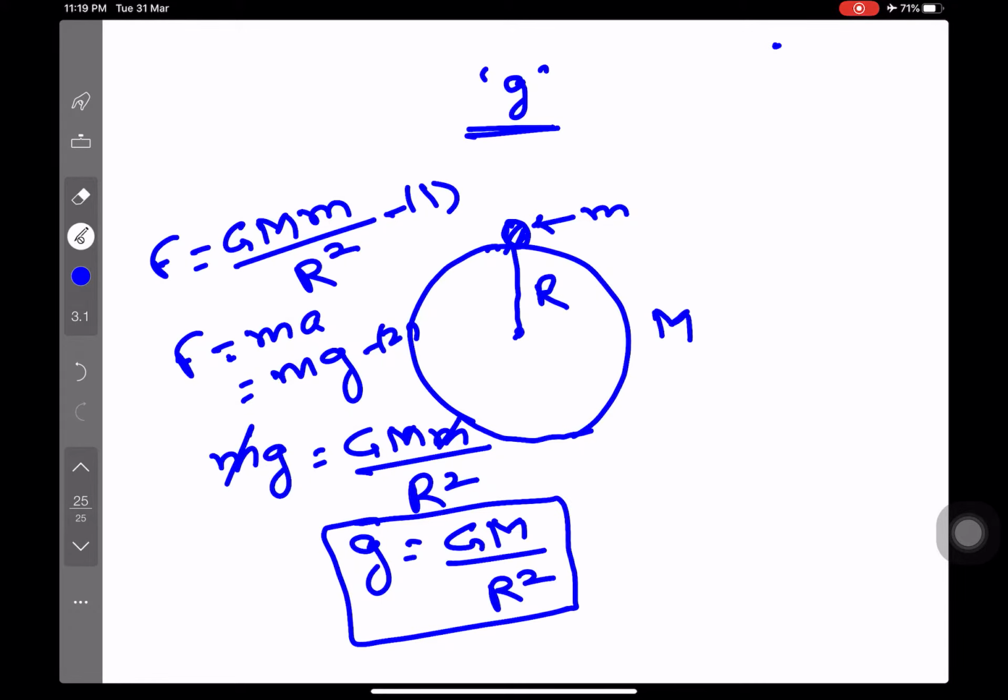Now, it is clear from this expression that acceleration due to gravity does not depend upon the mass of the body. That is, it is independent of the mass of the body, and therefore all bodies fall towards the center of the Earth with the same acceleration. And the value of acceleration due to gravity on the surface of the Earth is taken as 9.8 meter per second square, or it may be taken as approximately 10 meter per second square.